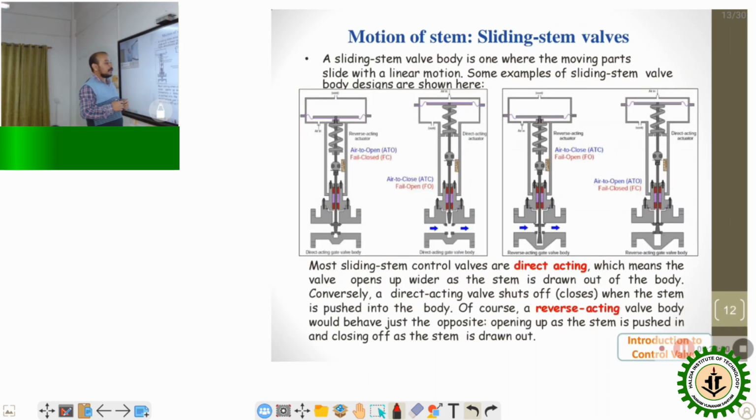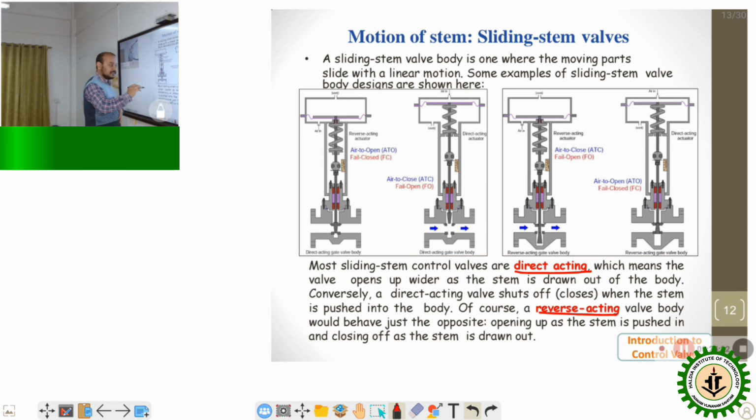Another very important discussion is about the motion of the stem. The stem motion, as I already mentioned to you, is not only in the upward and downward direction; it can be rotary also. So the motion of the stem is mostly in sliding stem valves. Sliding stem valves can be direct acting type or reverse acting type.